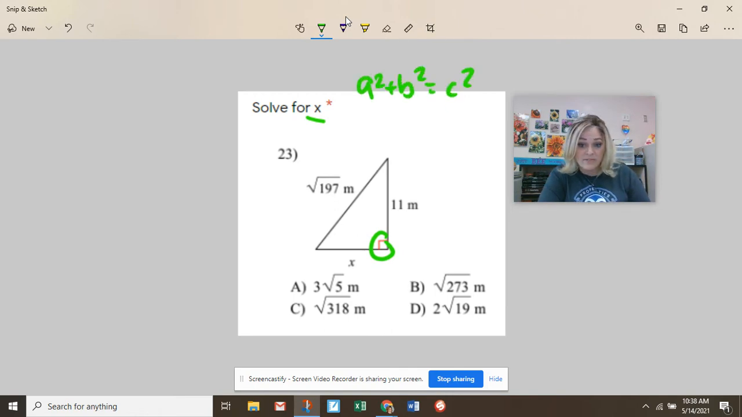That only works if it's a right triangle, which it is. C is always the one across from the 90. So a and b are interchangeable. So I'm going to say 11 squared plus x squared equals square root of 197 squared.